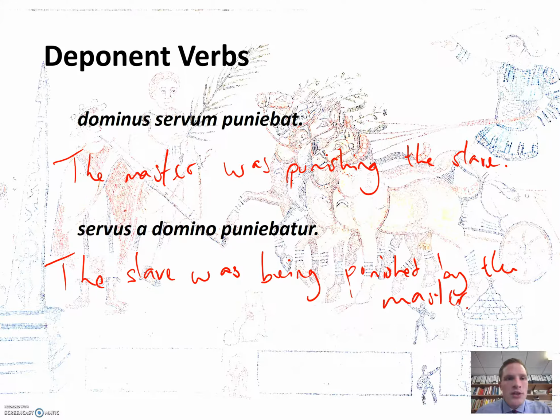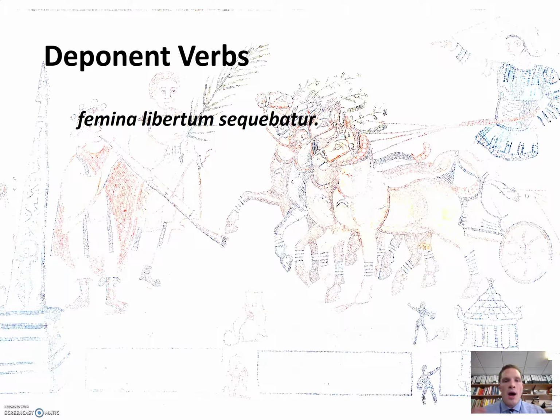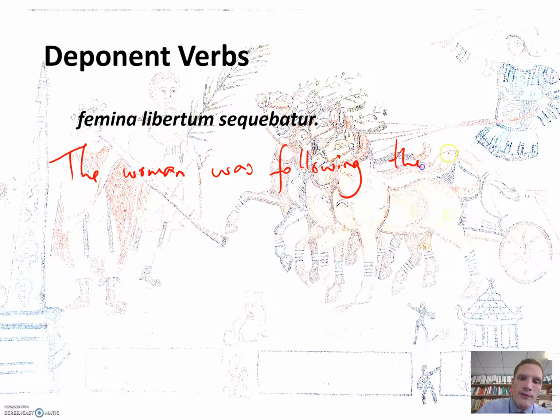Now that takes us in very well to deponent verbs, because deponent verbs are a special category of verb. They are passive in form, so they are always going to look passive. However, they are active in meaning. We're going to translate them as though they are active. Sequebatur is an example of a deponent verb. It looks very much as though it's passive. That tur ending looks passive. However, because it's a deponent verb, we're actually going to translate it as active. So the woman, who is our nominative, is in fact going to be doing the action of the verb. The subject of a deponent verb always does the action of the verb. So the woman was following the freedman.